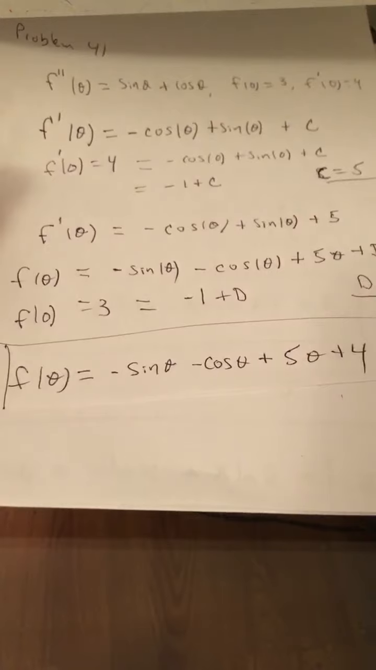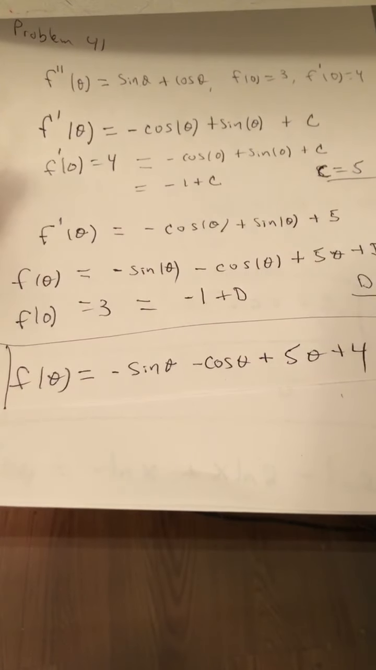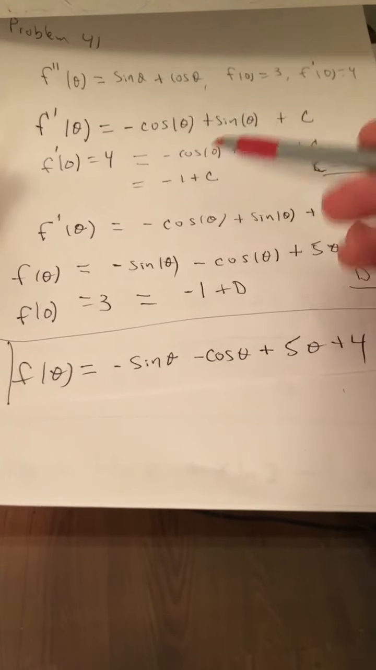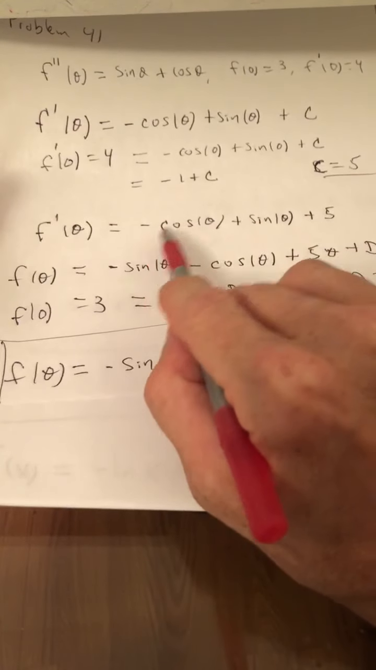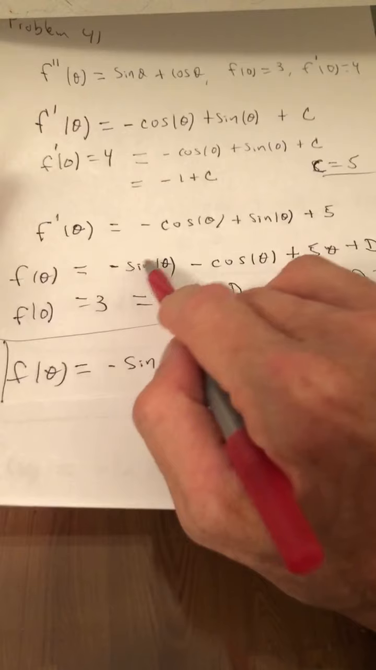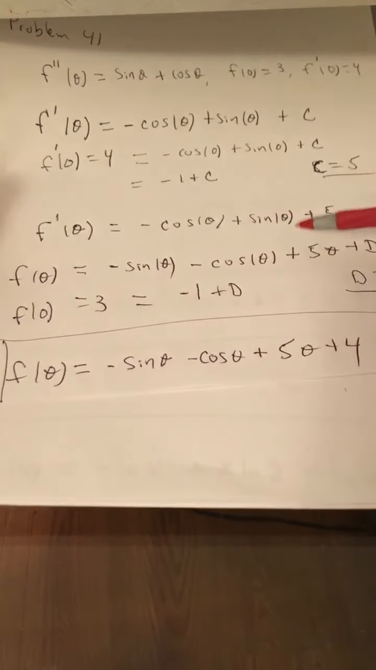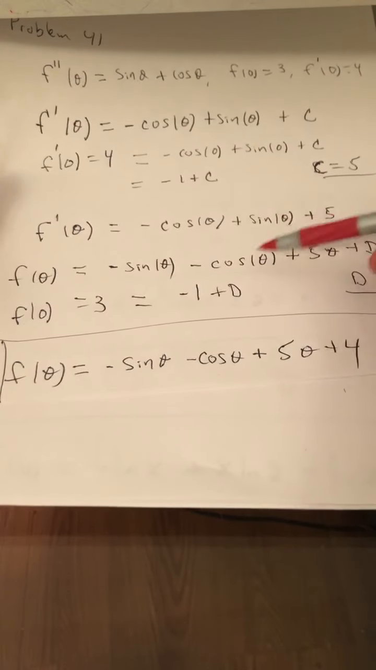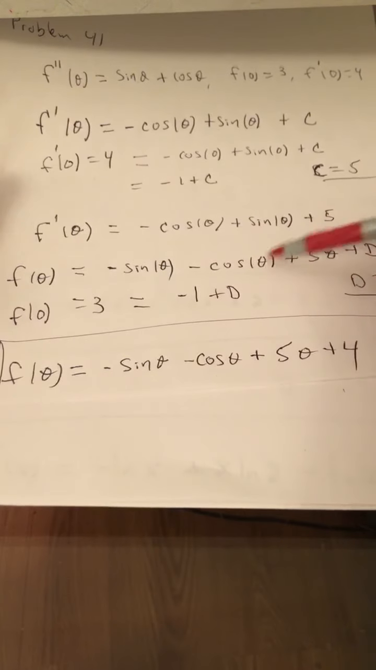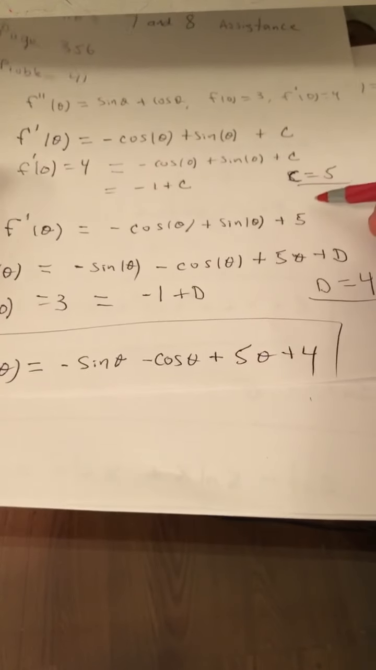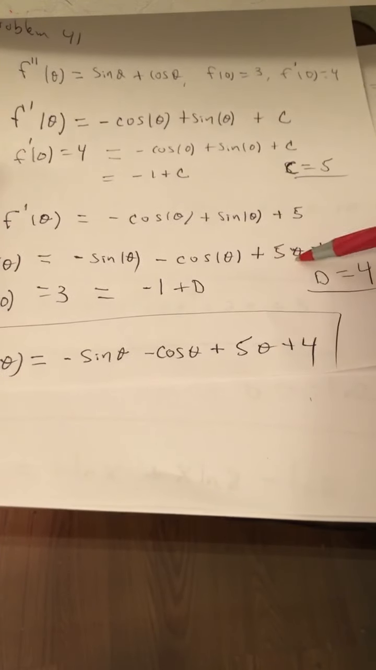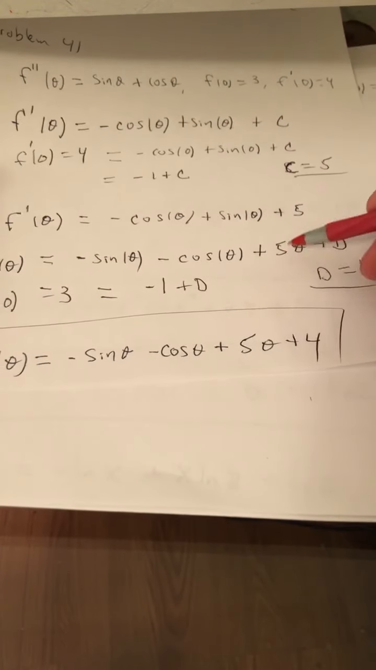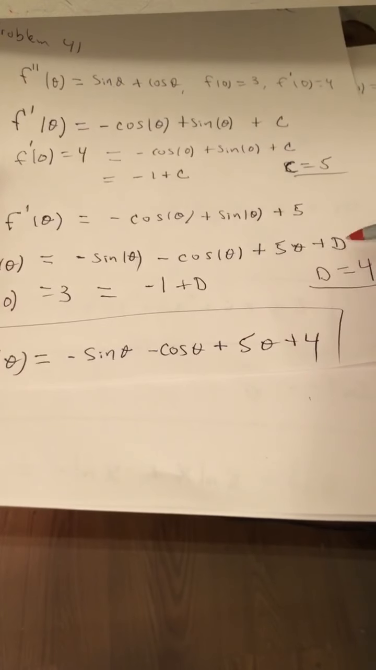Now, we're not done yet because we're asked to find f. So we need to, again, find an antiderivative. So what do you differentiate to get negative cosine theta? Well, the answer is negative sine of theta. What do you differentiate to get sine of theta? Well, the answer is negative cosine of theta. And what do you differentiate to get 5? Well, 5 theta, because the derivative of 5 theta is 5. And we also have an arbitrary constant.